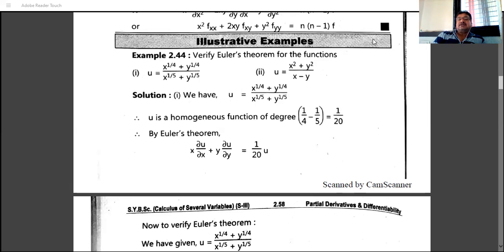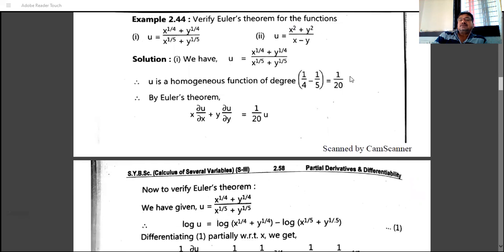So degree of this is 2, degree of this is 1, and so 2 minus 1 is 1. So if there is division, then the degree of the whole function is the degree of the numerator minus the degree of the denominator. Okay. So 1 by 4 minus 1 by 5 is 1 by 20. So u is a homogeneous function of degree 1 by 20.